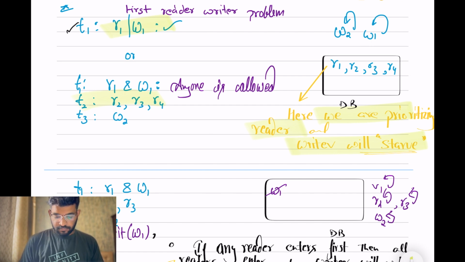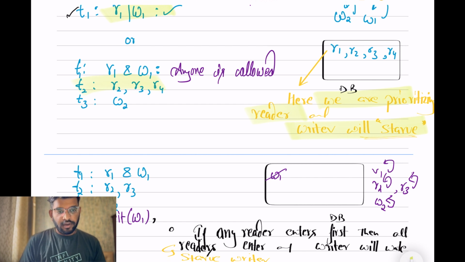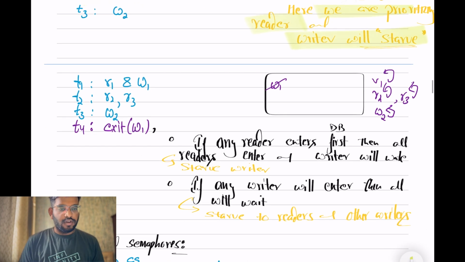First of all, if there is no one in the room or no one is reading the book, then anyone, either the reader or the writer, can enter. If a reader enters, then one book can be read by many readers. Therefore, subsequent readers can enter, but a writer cannot enter. The writer has to wait until all the readers have left the book or the library. In this case, we are prioritizing readers and the writer will starve.